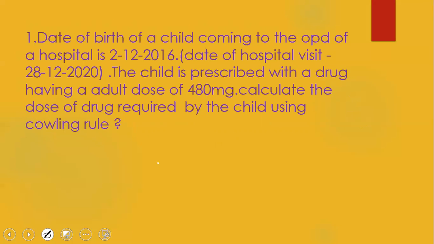First question. Date of birth of a child coming to the OPD of a hospital is 2/12/2016. His date of hospital visit is 28/12/2020. The child is prescribed with a drug having an adult dose of 480 mg. Calculate the dose of drug required by the child using Cowling's rule.